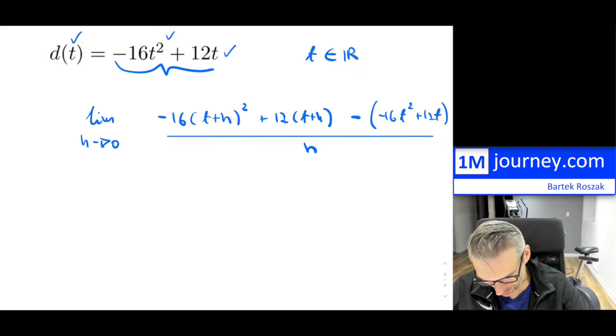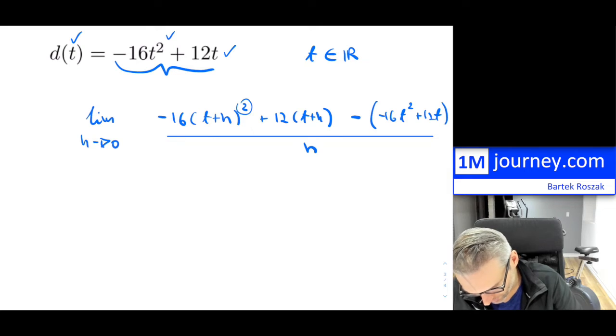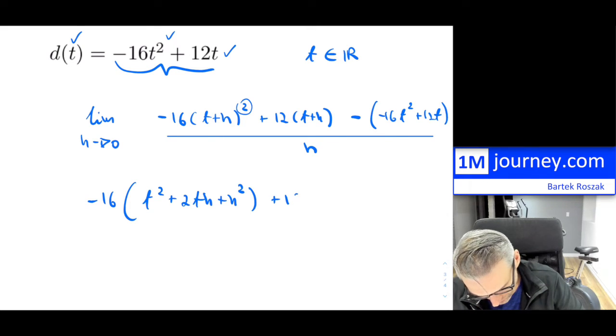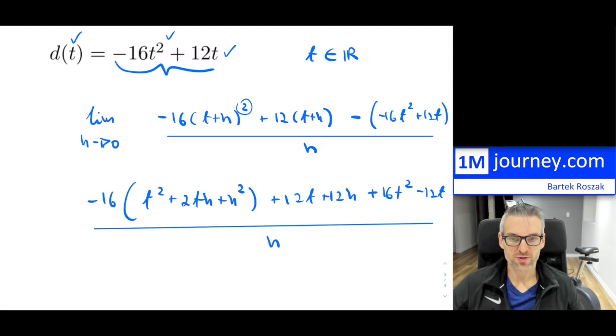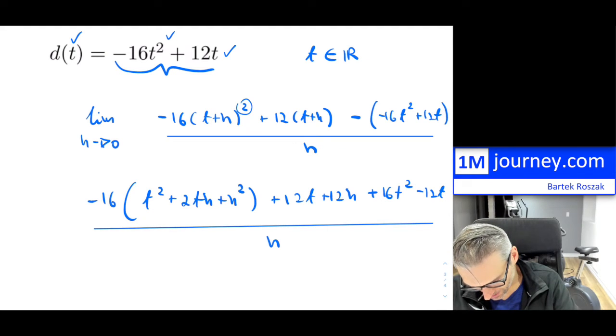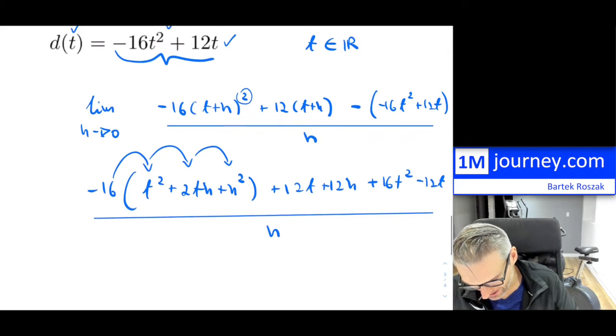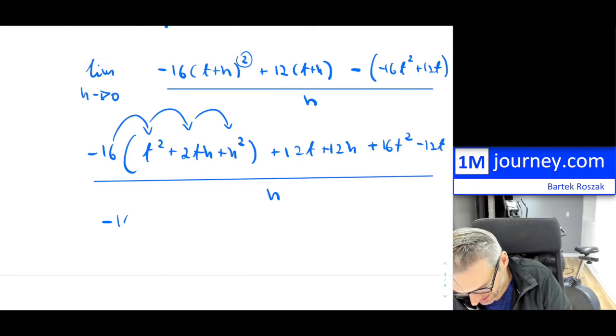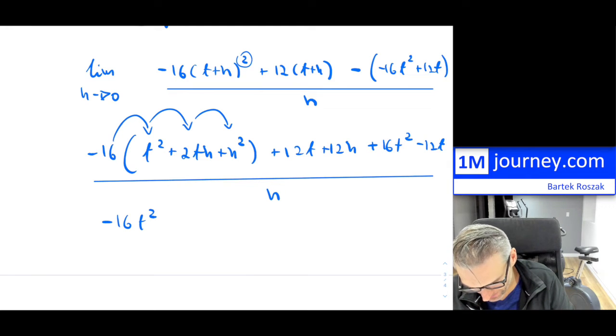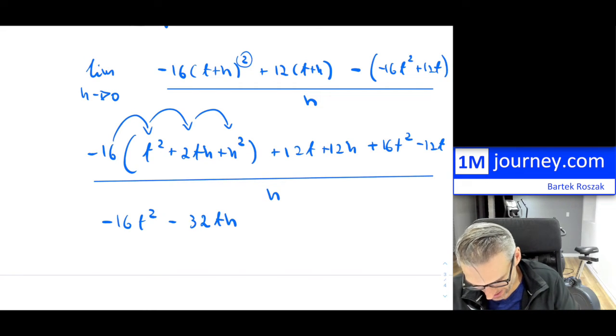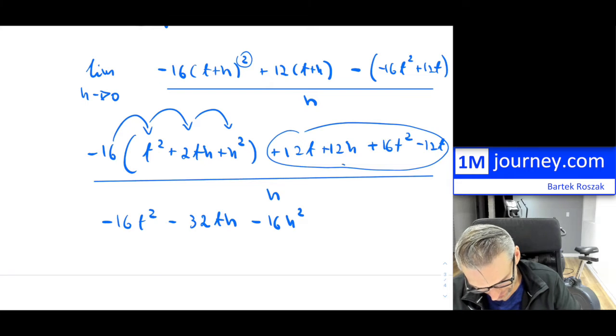Okay, so let's do that. I'm going to work on this square. So this is what we have. Now, just expand this whole thing out. So now I've got to bring this inside of the bracket. So -16t squared right here, -32th, so that's right there, -16h squared. And then all of this junk right here, which we can put in right there.